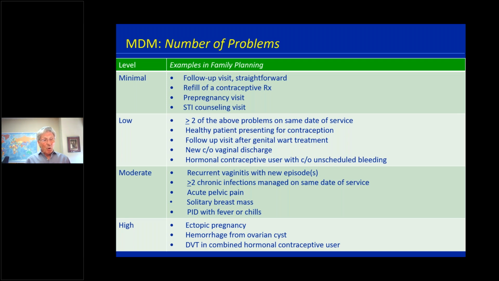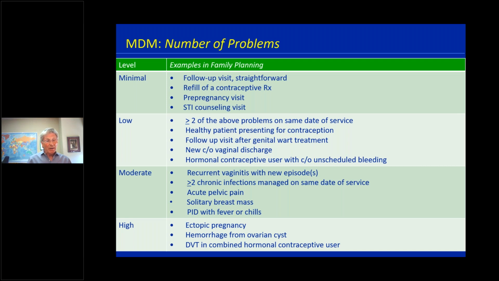Next are the low level of the number of problems. That might be a healthy patient who comes in for contraception, a patient with a new complaint of a vaginal discharge, a hormonal contraceptive user, like a pill, patch, or ring user who now has a complaint of unscheduled bleeding.